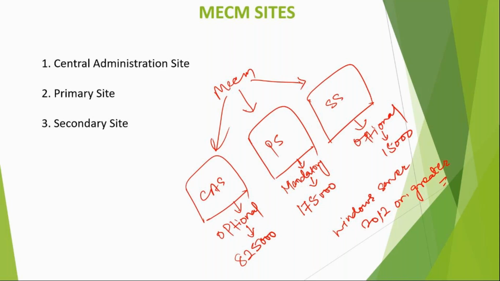All these need a database. So central needs a database for data storage. Primary needs a database and secondary also needs a database. These are the endpoints you're saying, right? Endpoints, yes. That's the maximum limit for endpoints to exist in a central administration site hierarchy, in a primary site hierarchy, and in secondary site hierarchy.